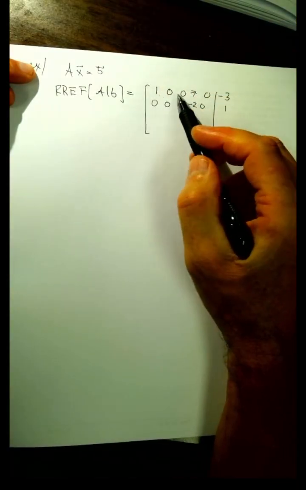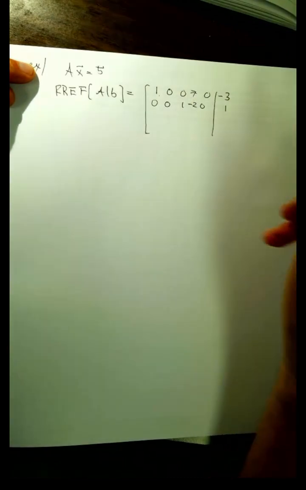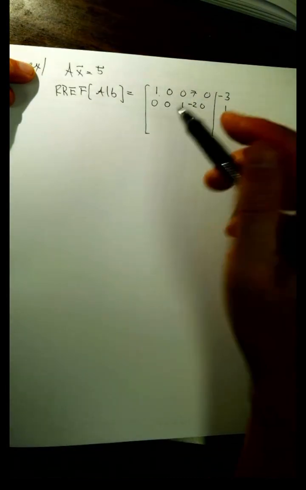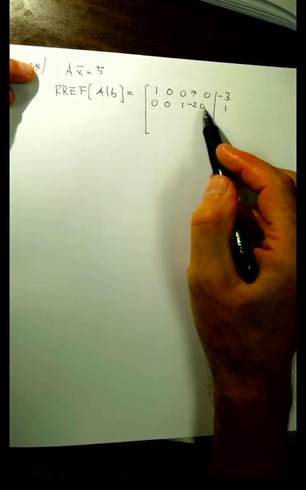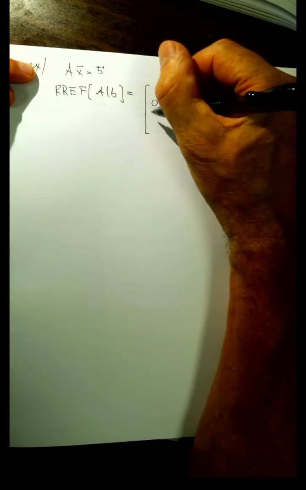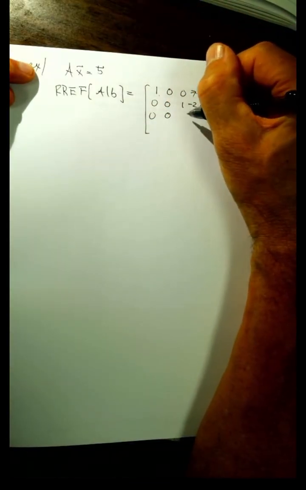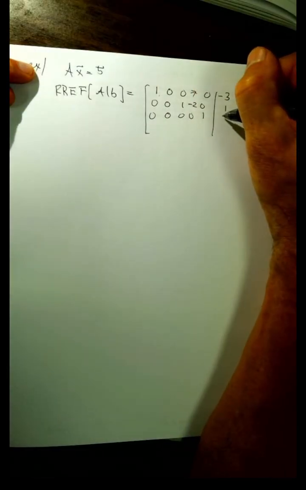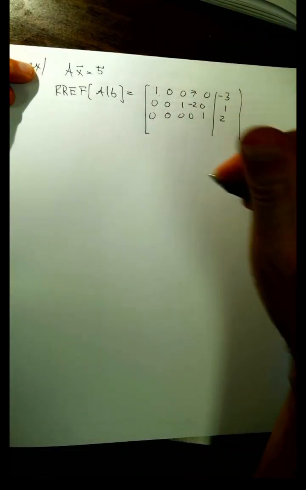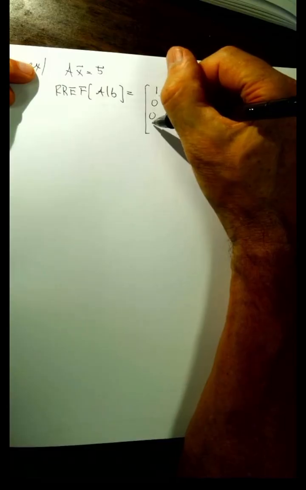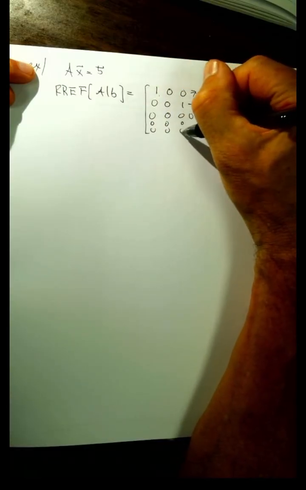So the first row is 1, 0, 0, 7, 0, and then a minus 3 for the b. Second row is 0, 0, 1, minus 2, 0, 1. Third row is 0, 0, 0, 0, 1, that equals 2. And then the fourth and fifth rows are all zeros.